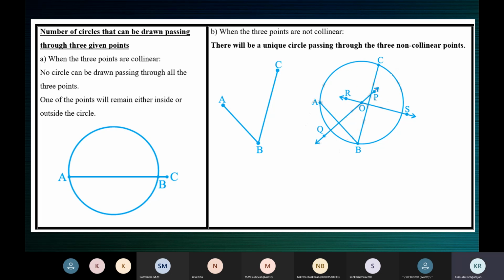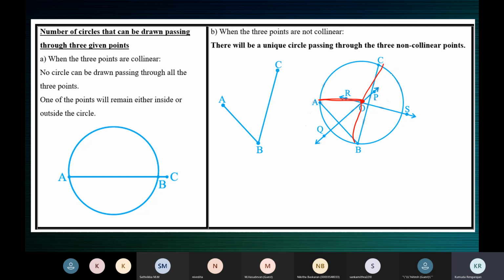The perpendicular bisectors PQ and RS intersect at O. Now with OA or OB or OC as radius, that is, put your compass here and open the mouth of the compass to measure OA or OB or OC. All three will have the same measure.